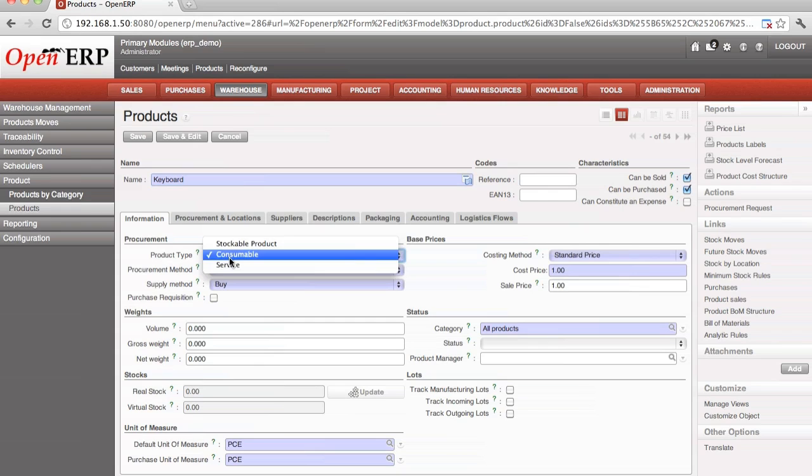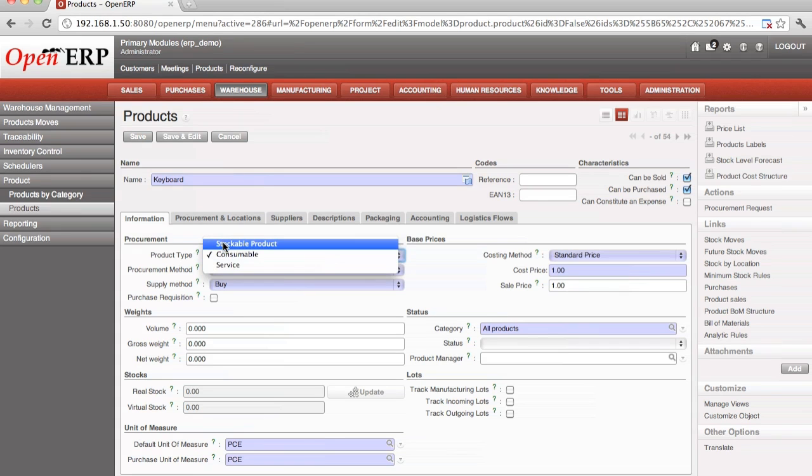Consumable products are physical products. Like stockable products, they can be bought, manufactured or sold. However, there is no stock management for such products. That is, such products are always considered to be in stock.